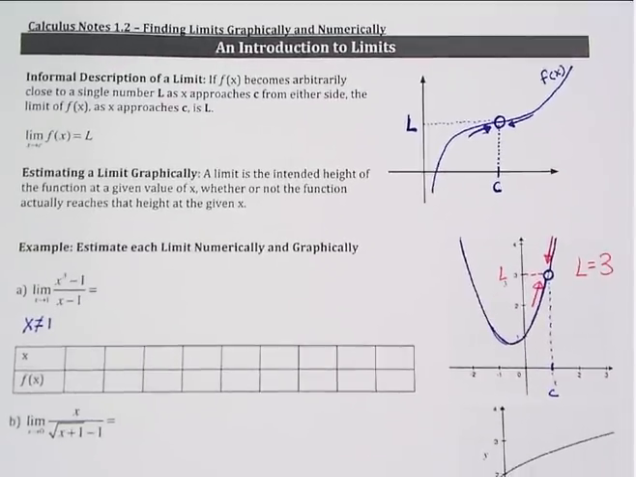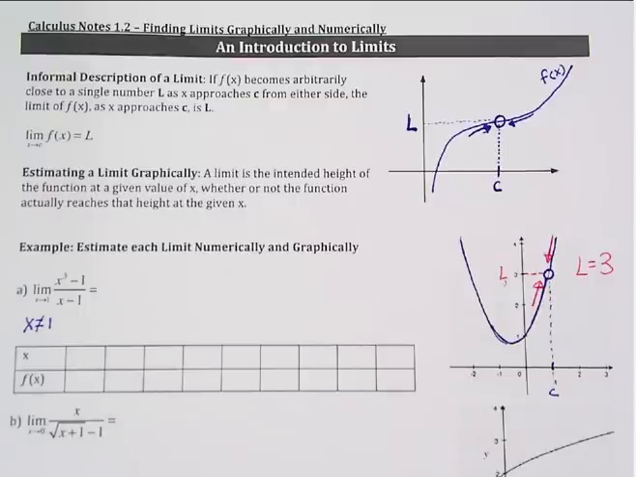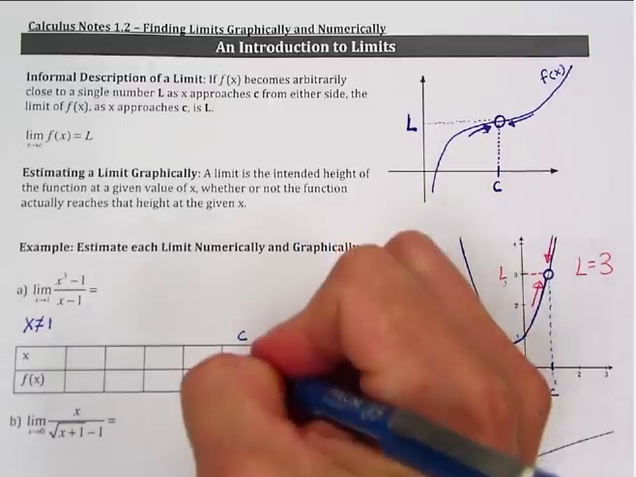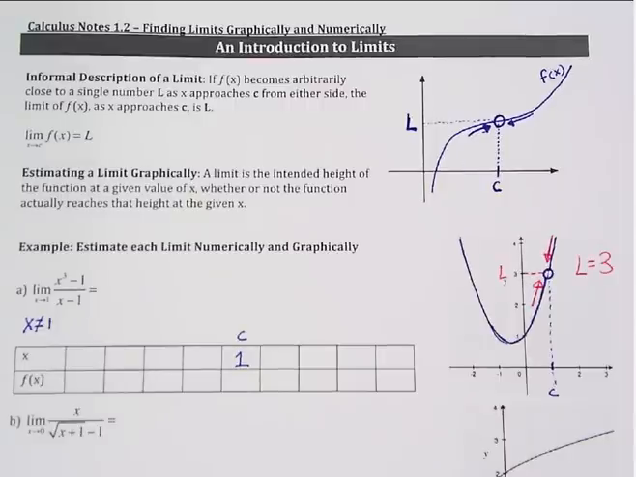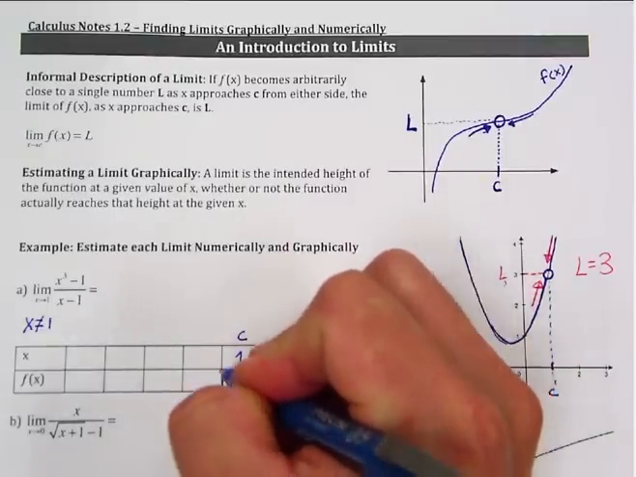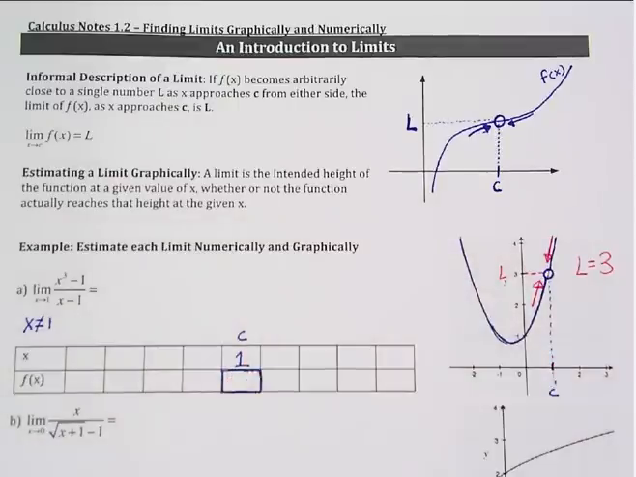So now we're going to try this numerically. And to do this, we're going to use a table of values, just like what we have here. Now, right in the center of the table, we're going to put our c value, which is 1. Now notice we can't actually find f of 1 because it doesn't exist. So we're not really going to worry about anything that goes in this box right here. We're not going to worry about that for now.